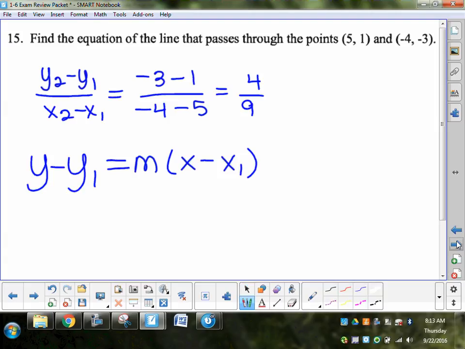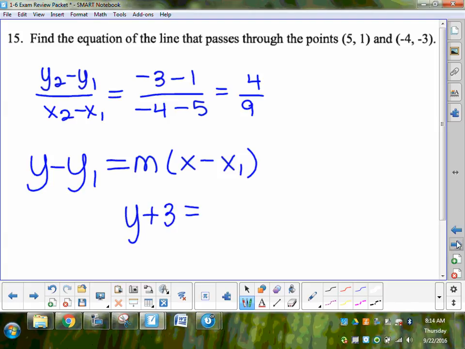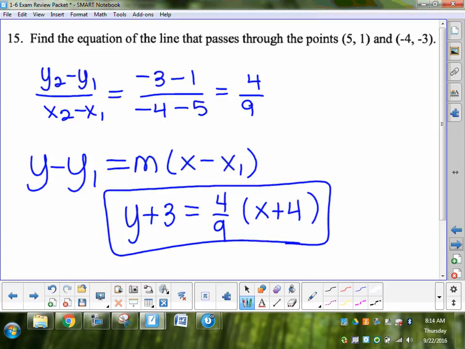One of the answers would be y plus 3 equals 4 over 9 times the quantity x plus 4. You've got a different answer. It says y minus 1 equals 4 over 9 times the quantity x minus 5.